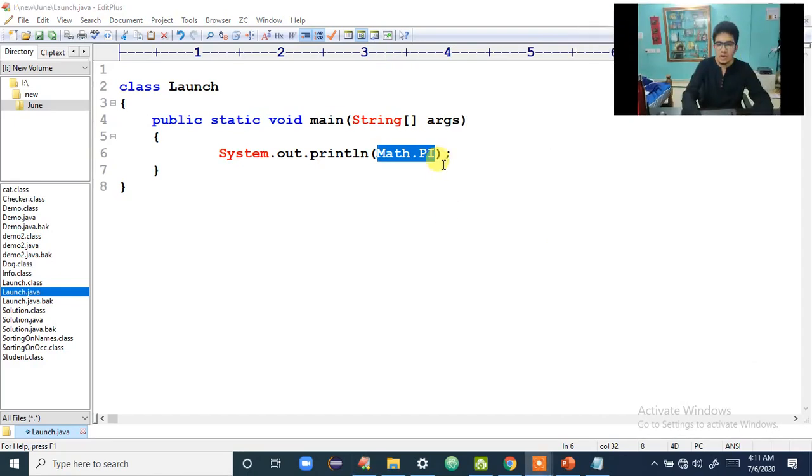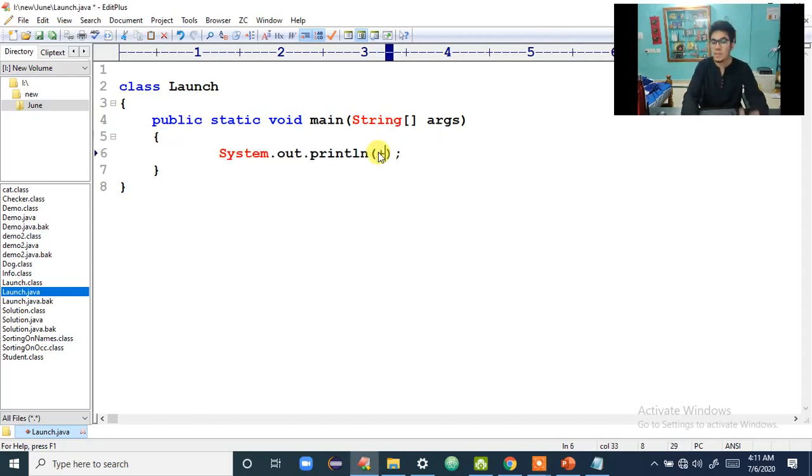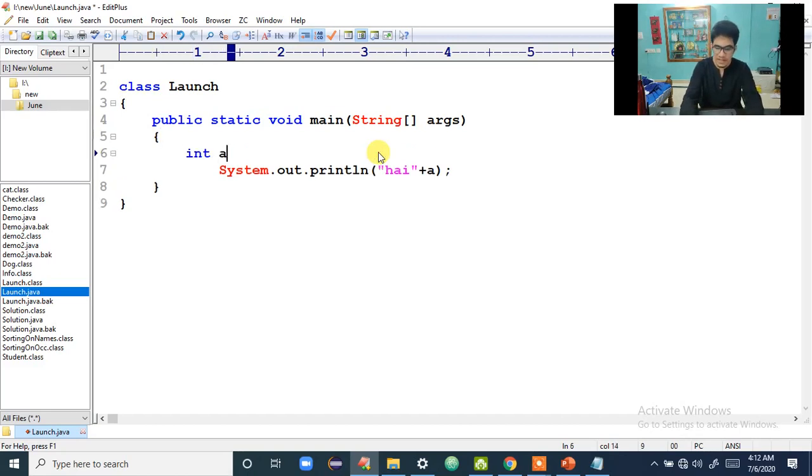So let's see now. What will happen when you do string concatenation? What is string concatenation? See, your plus operator acts in two ways. If you write 3 plus 3, it acts as integer addition. But if one of the operands is a string, if you write "hi" plus a, where int a is equal to 5, then what will be the output?